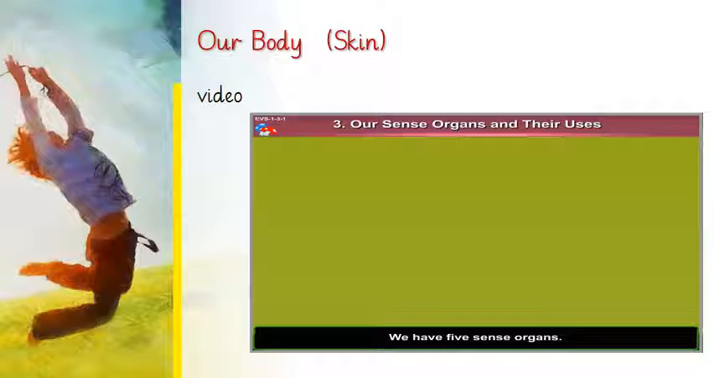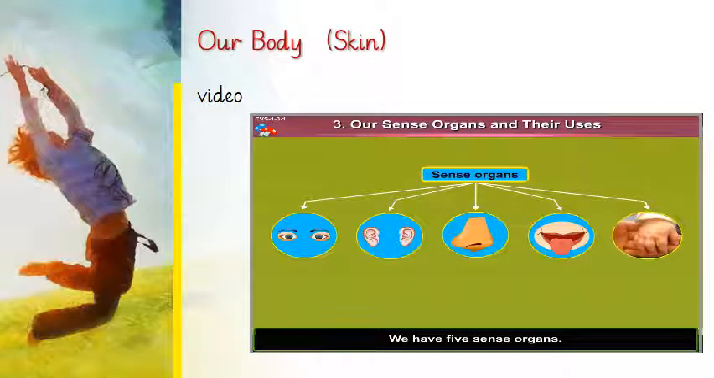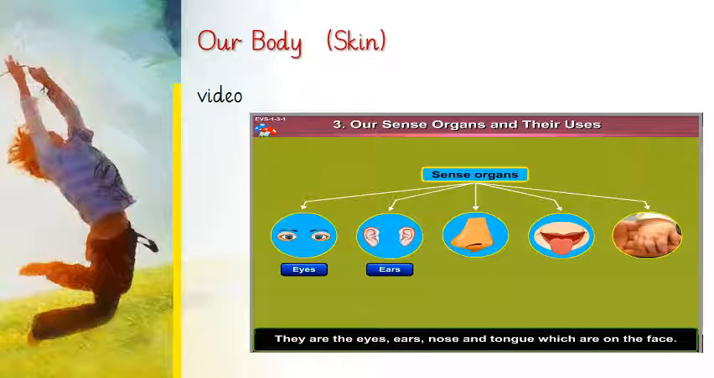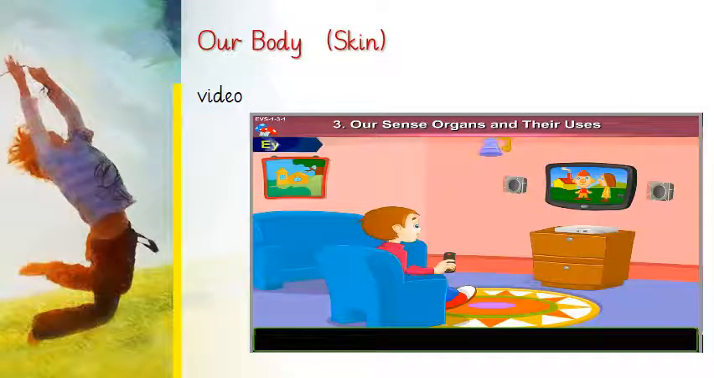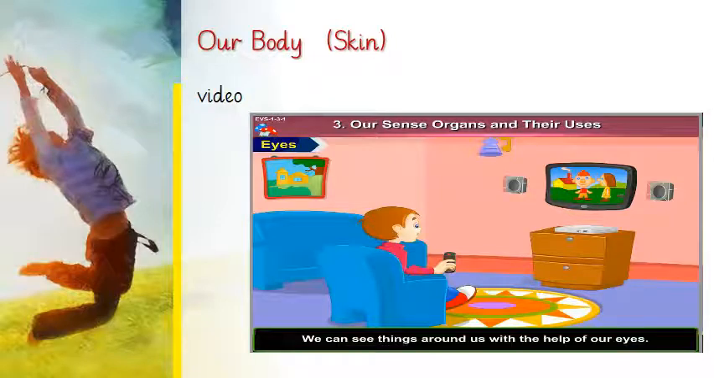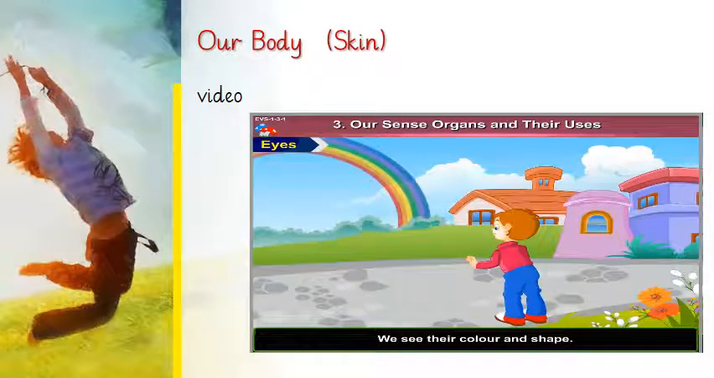Children, watch the video and note down the main points. We have 5 sense organs. They are the eyes, ears, nose, and tongue, which are on the face. The skin is the 5th sense organ, which is found all over our body. Eyes. We can see things around us with the help of our eyes. We see their color and shape.